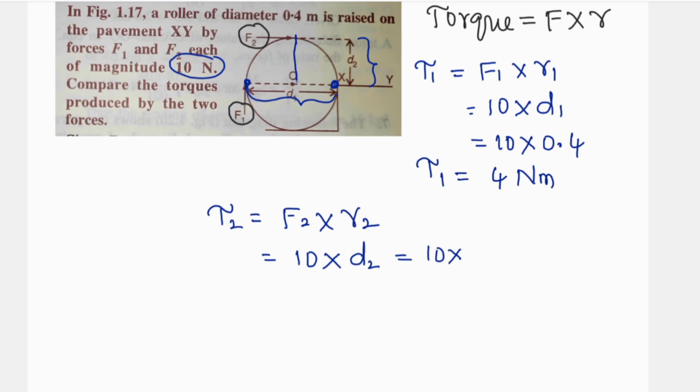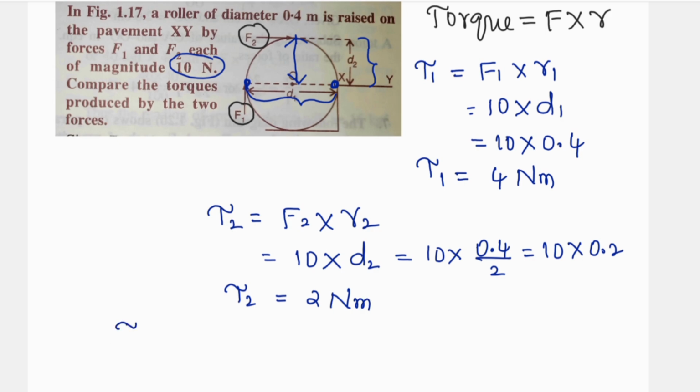See, this is from here to here, right? It is nothing but the radius, meaning half of the diameter. How much? 0.4 by 2. This will be 10 into 0.2. So the torque due to the second force is equal to 2 Newton meter.